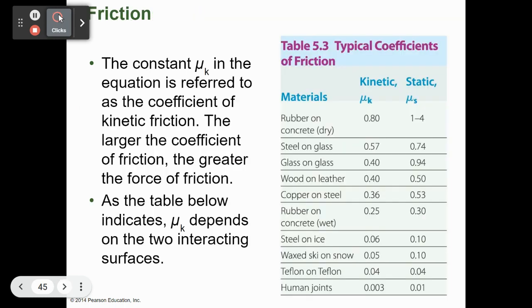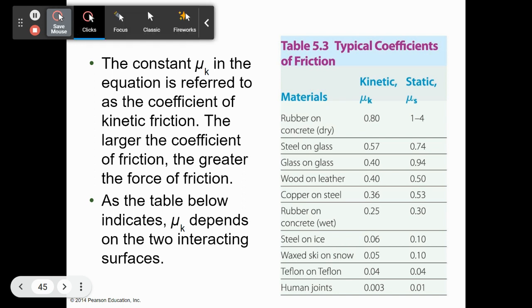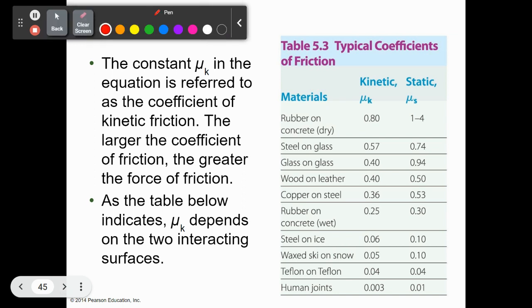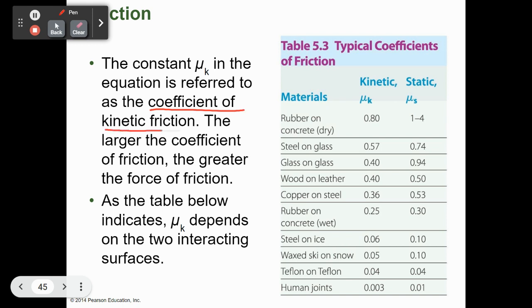All right, so the constant mu k in the equation is the coefficient of friction. I'm not going to say mu k anymore, I'm going to say coefficient of friction. The larger the coefficient of friction, the greater the frictional force. And every object will have a different coefficient of friction. There's a coefficient for kinetic friction, and there's a coefficient for static friction.